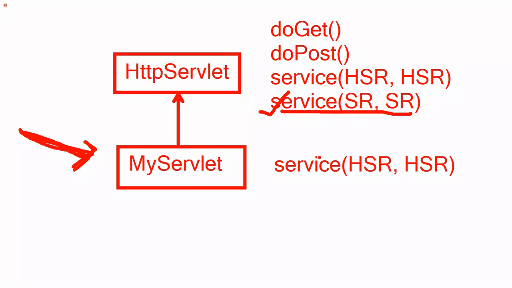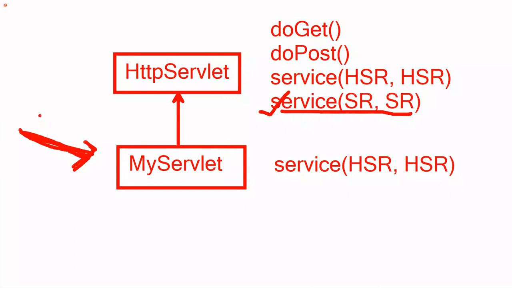Now, just now you have seen one diagram. The web container calls the life cycle service. The life cycle service calls the non-life cycle service. That will check the request type. If get type is there, doGet. If post type is there, doPost. That is what is given. That is what I am asking here.